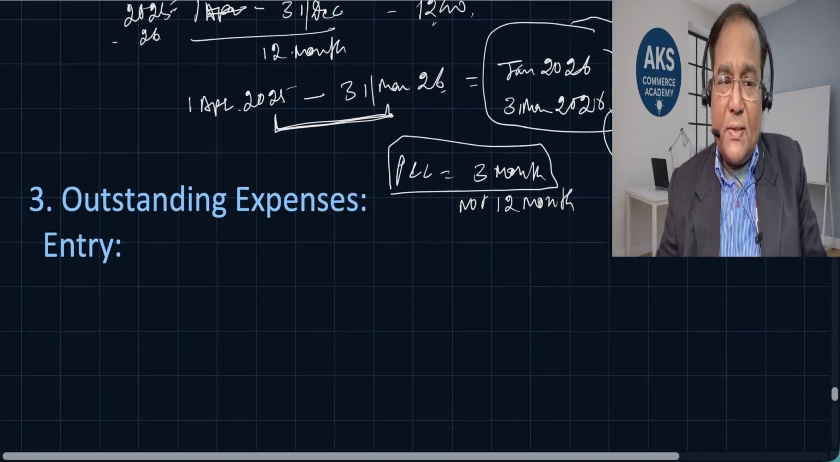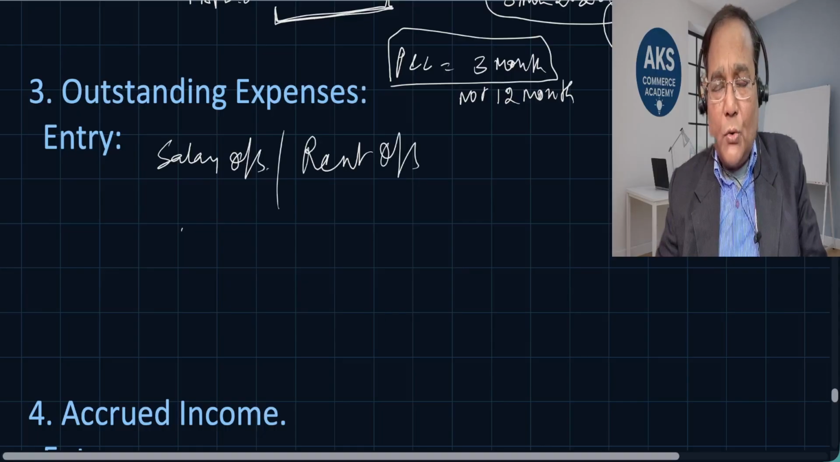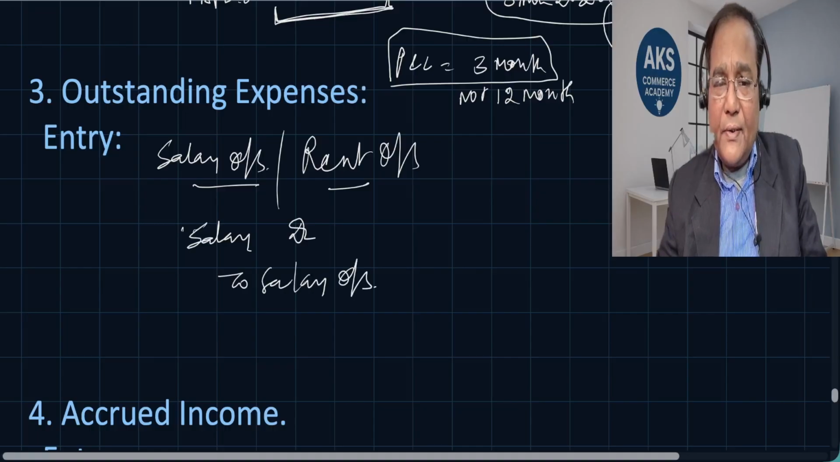Outstanding expenses. What are the expenses which are outstanding, yet to be paid? Let's say salary outstanding, rent outstanding. Rent outstanding is a liability, salary outstanding is a liability. So the entry we are going to pass is salary debit to salary outstanding. It is yet to be paid.